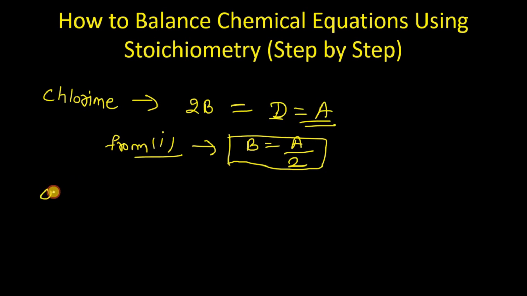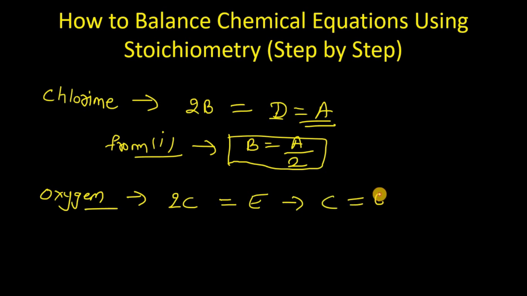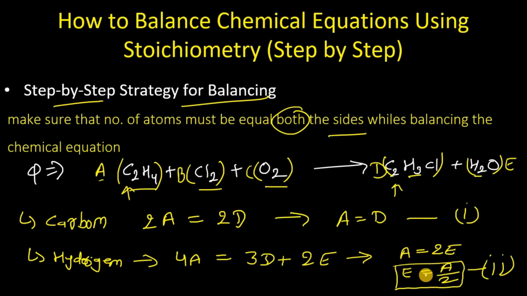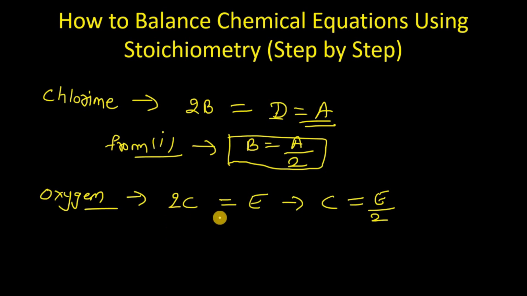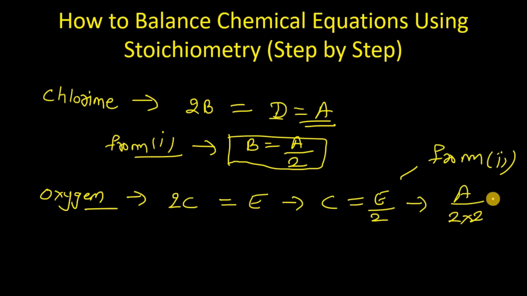Okay, now we will balance out the oxygen, right? On the reactant side it will be 2C, and on the product side it will be E, right? So how can I write it? I can simply write C is equal to E by 2. Now if you will see from equation number 2, E is equal to A by 2, right? So from equation number 2, I can simply write A by 2 into 2, it will become C is equal to A by 4. Okay, so this is your C now. I hope you understood the point.